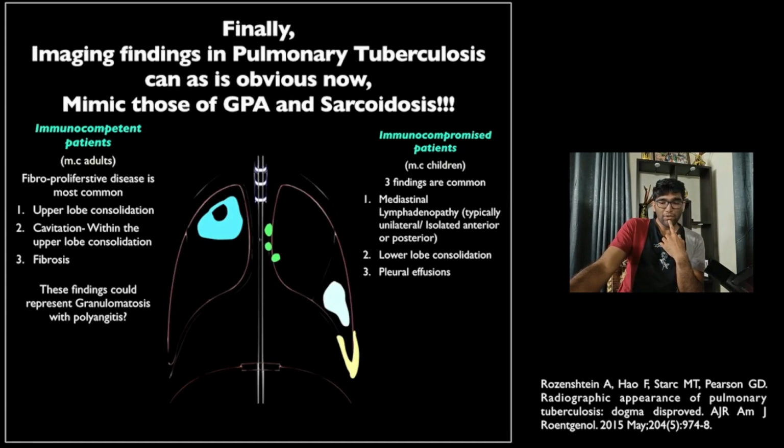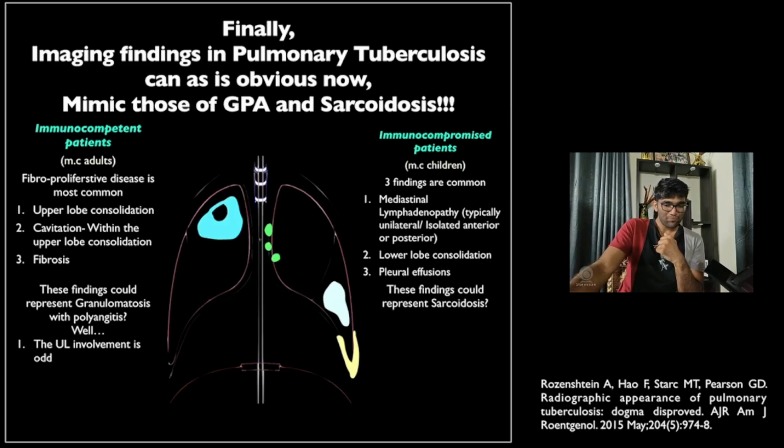Imaging findings in pulmonary tuberculosis can mimic those of GPA and sarcoidosis. Naturally, the findings that happen in a normal immunocompetent adult patient can represent those in granulomatosis with polyangiitis. Again, we can develop consolidation, we can have cavitation in GPA if the lesion is large. Similarly, mediastinal lymphadenopathy and a lower lobe consolidation could represent sarcoidosis, although at least mediastinal lymphadenopathy definitely could represent sarcoidosis. However, there are clear holes in this story. One, in case of GPA, upper lobe involvement is very odd.